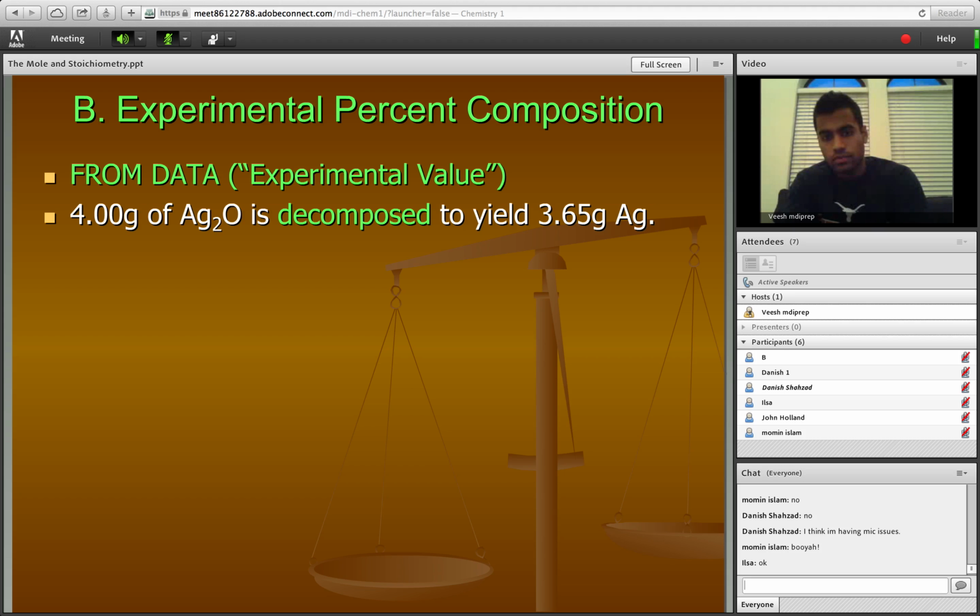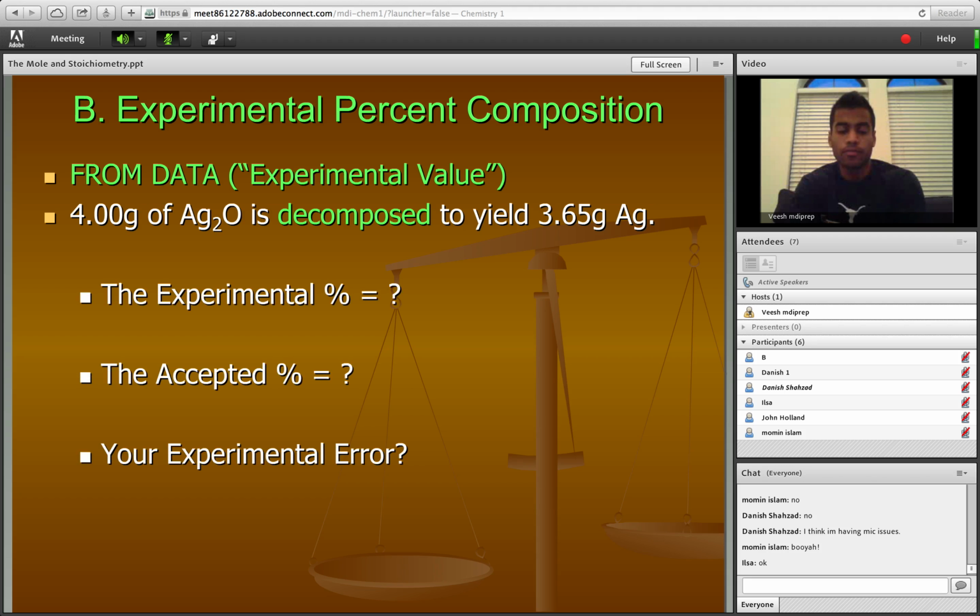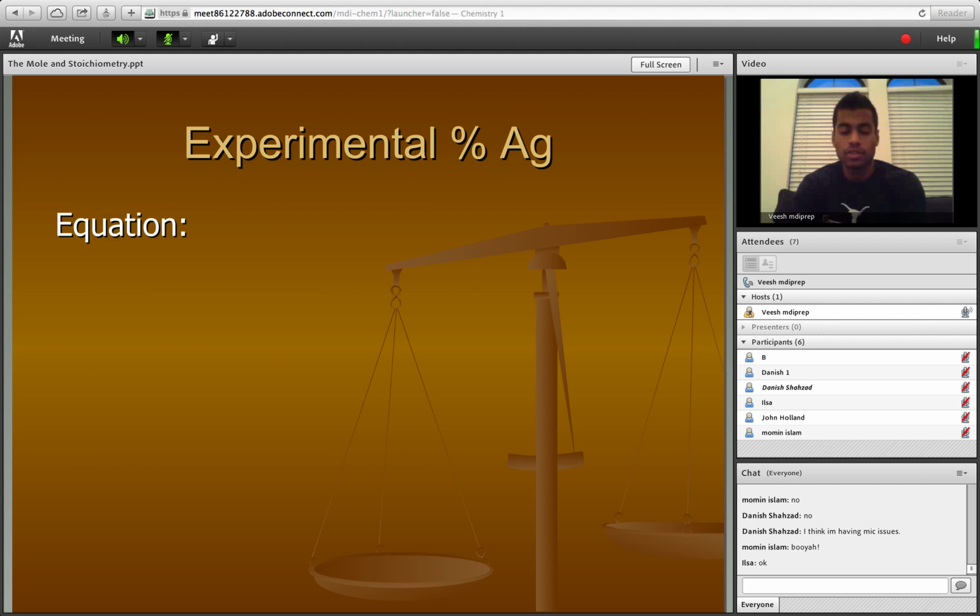So, there's another thing that the MCAT might throw at you. They might even have you compare an experimental value to an actual value, like a lab value. So you would figure out the experimental percentage, and then you have to figure out the accepted percentage, and then based on that you get your experimental error.